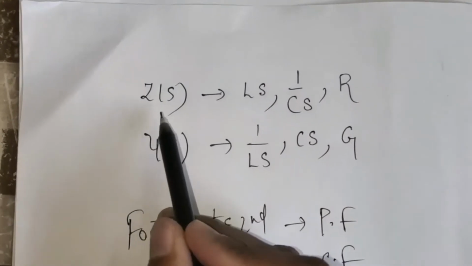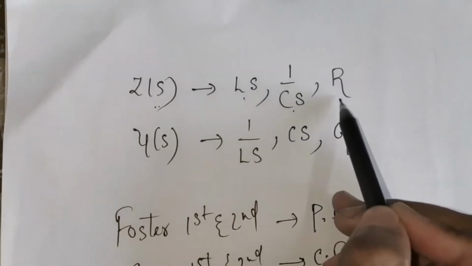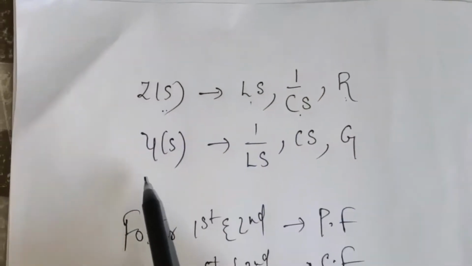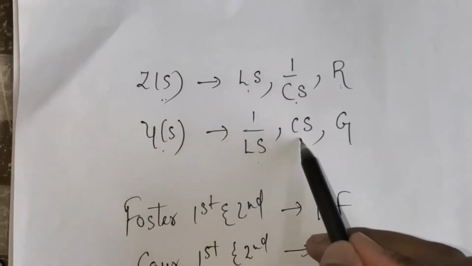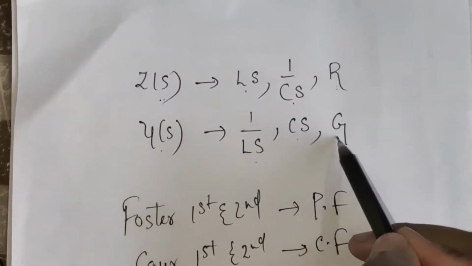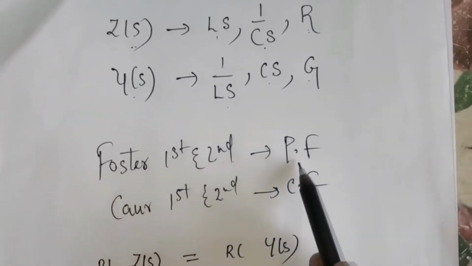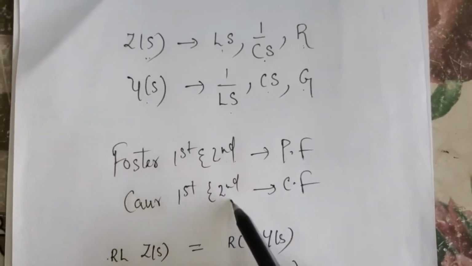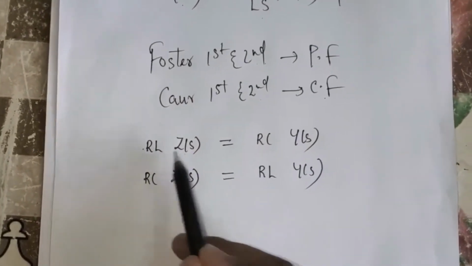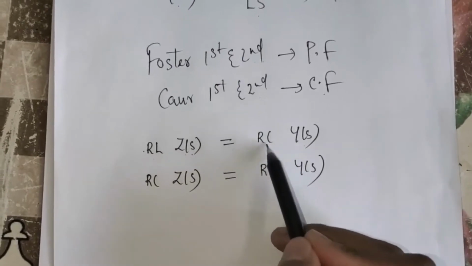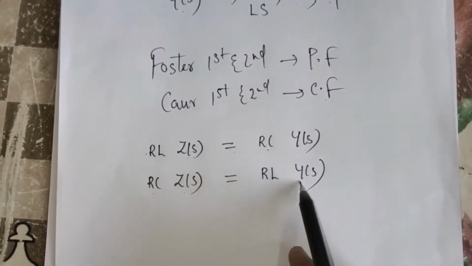If the given function is an impedance function, then an inductor will be in the form of Ls, a capacitor will be in the form of 1 by Cs, and a resistor will be in the form of R. If the given function is an admittance function, then an inductor will be in the form of 1 by Ls, a capacitor will be in the form of Cs, and the constant term that you get will be conductance, that is G. Foster first form and second form both utilize the partial fraction method, whereas Cauer first and second form utilize the continued fraction method. An impedance RL function is the same as an admittance RC function. Similarly, an impedance RC function is the same as an admittance RL function.